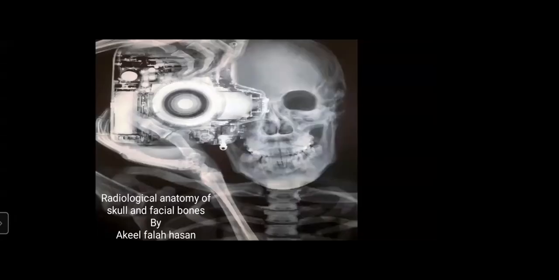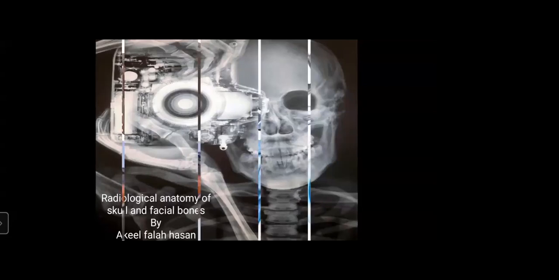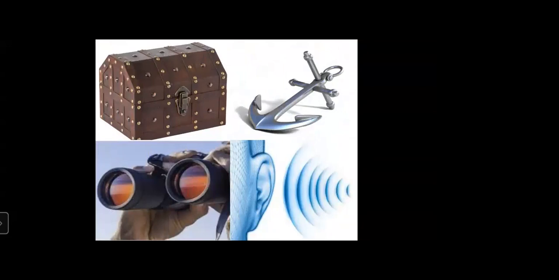Our presentation today is about the radiological anatomy of the skull and the facial bones. And the first is to know what is the function of the bony part of the skull. To provide protection of the inner part, that is to say the brain and the part of the orbital part. Also to provide anchor for the tendinous attachment for the muscle and tendons of the face and the scalp.